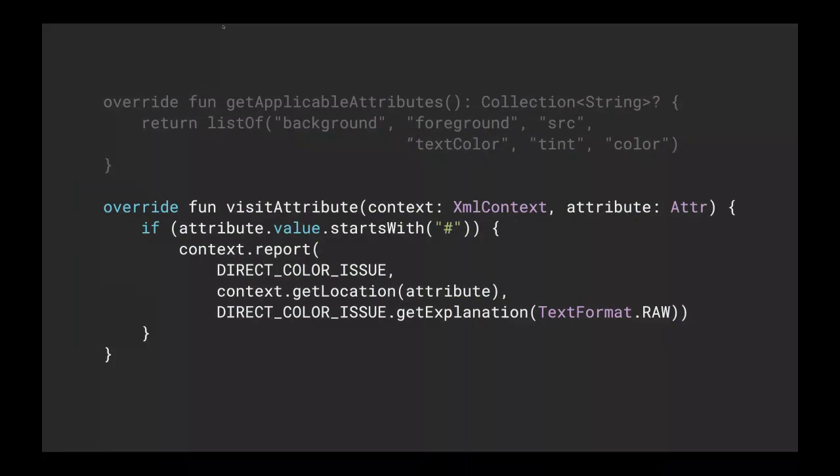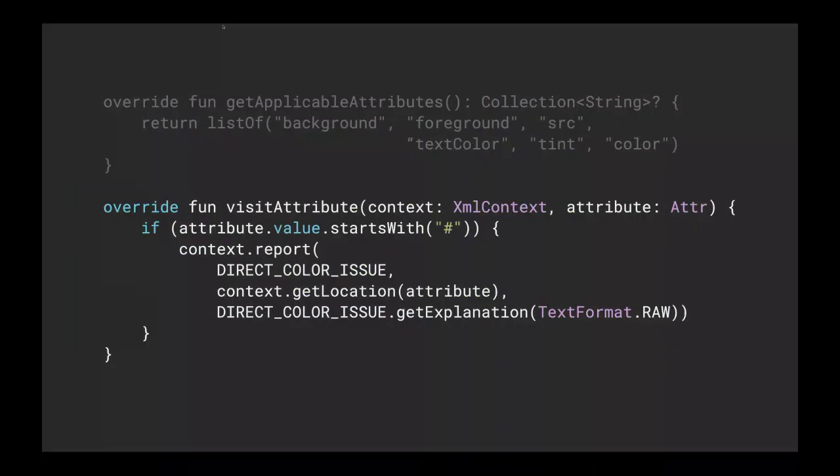Like if you start with hash, then you're not either using a color reference, which will start with a color, or using an attribute reference, which will start with a question mark. And you can straight away report a violation. So here actually, it's slightly different from the previous one. Here we don't need to wait to go through all the files of your project like we did for the previous one. Here we just know straight away this is wrong. So you can just use the context to report a violation with the right location.